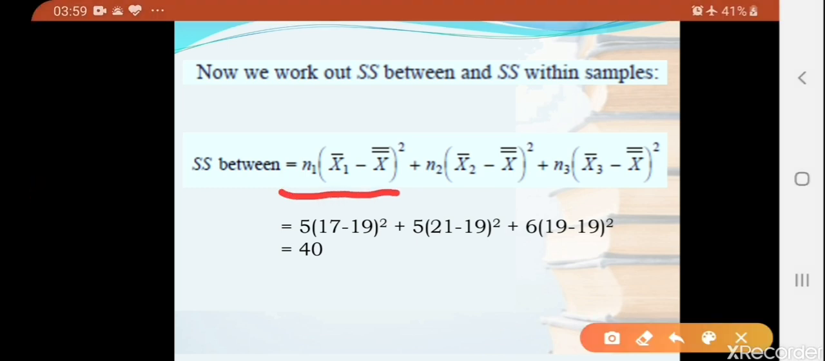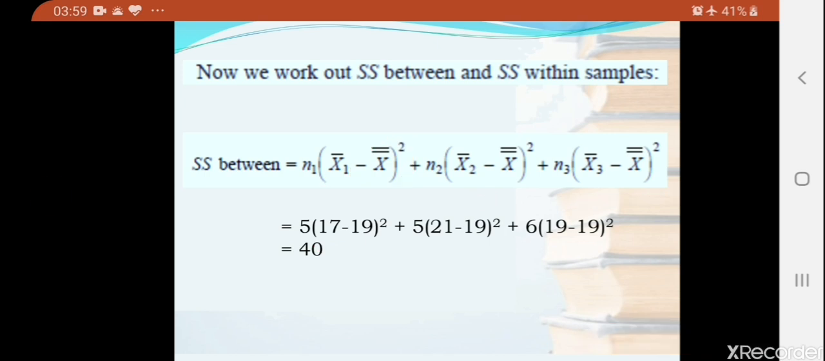Now this is for the first sample. Number of items we know, samples tested are 5. Its mean is 17, and grand mean we have calculated as 19. So 5 into (17 minus 19) square. Similarly for second sample, similarly for third sample, and it comes out to be 40. So SS between is between the samples. What is the variation? So we will check the variation of the mean of the sample with the grand mean.